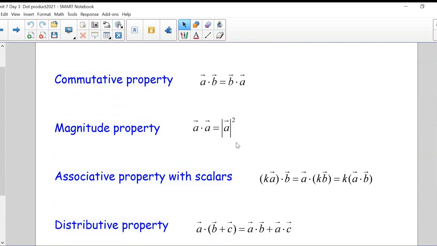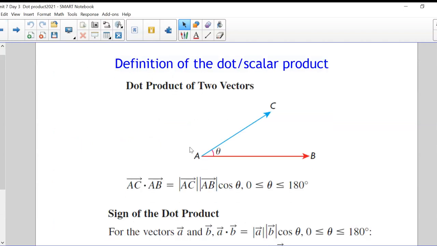The other property that's good for you to know is the magnitude property. If I take a vector and dot it with itself, then remember, you're going to end up with a number. Every time you do a dot product of vectors, you end up with a number. That number is going to be the magnitude of the vector squared. That's really what you're going to get, and let me tell you why that is. Hopefully this is going to be obvious. Let me take you back to the definition of the dot product again.